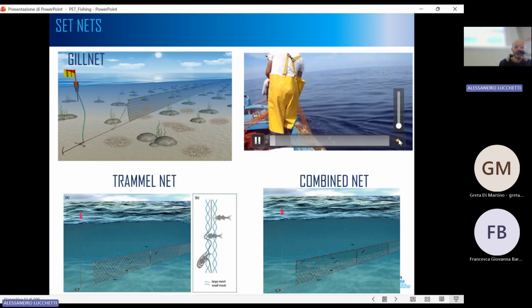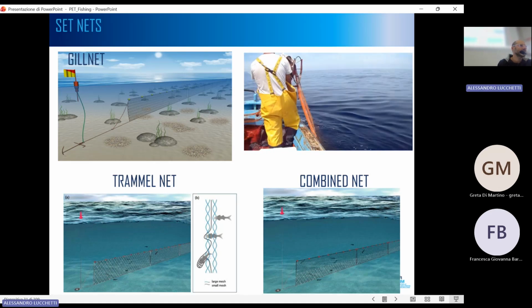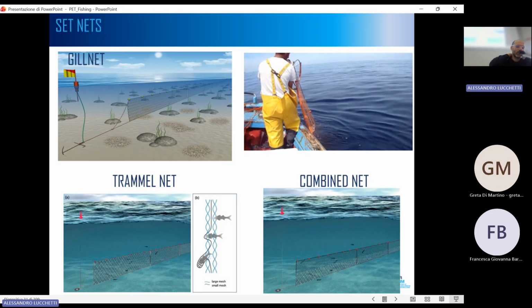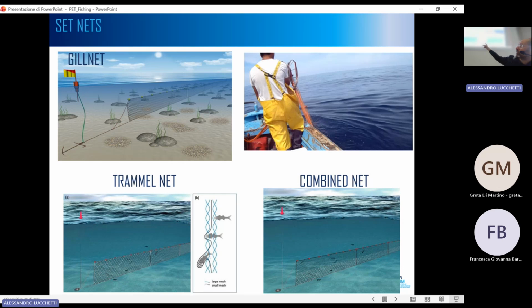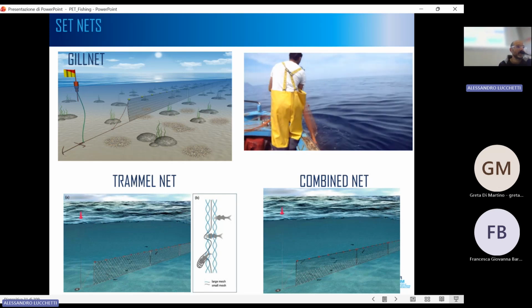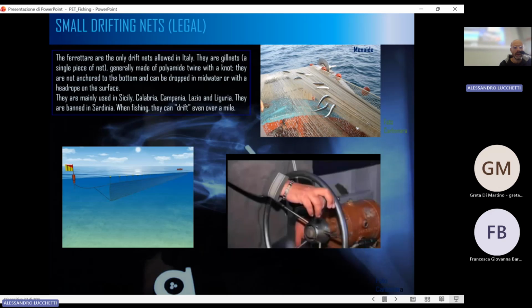This is simply how it works. You set the net for, let's say, 12 hours, and then you recover the net, and the net in the water is a kind of wall for fish that can come to the net. Well, that's it.